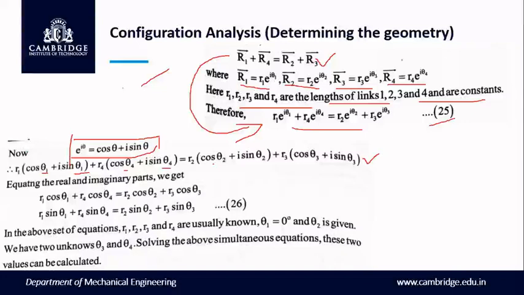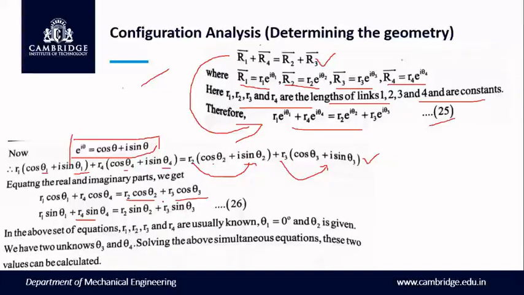On the left hand side, we have the real part, that is r1 cos theta 1 plus r4 cos theta 4. They should be equal to r2 cos theta 2 plus r3 cos theta 3. As well, on the left hand side we have r1 sin theta 1 plus r4 sin theta 4 as the imaginary part. On the right hand side we have r2 sin theta 2 plus r3 sin theta 3 as the imaginary part.